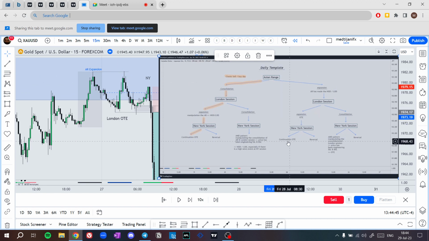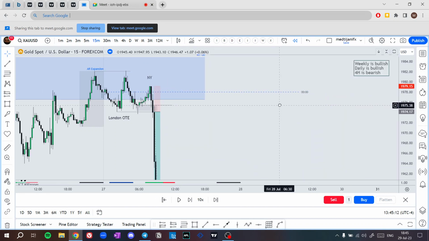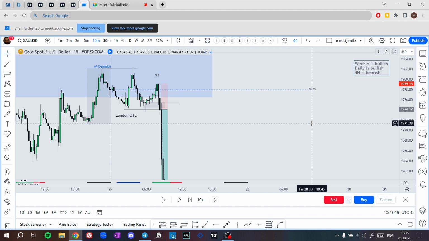Then we would expect either a New York continuation or a reversal. In our example here, we had a New York reversal because the IF was bearish, or the IF was not bullish. If the IF was bullish, we're going to have a New York continuation. Even if price takes London low here, we could still be expecting a New York continuation if the IF was bullish. But as the IF is bearish, we're expecting a New York reversal, right?